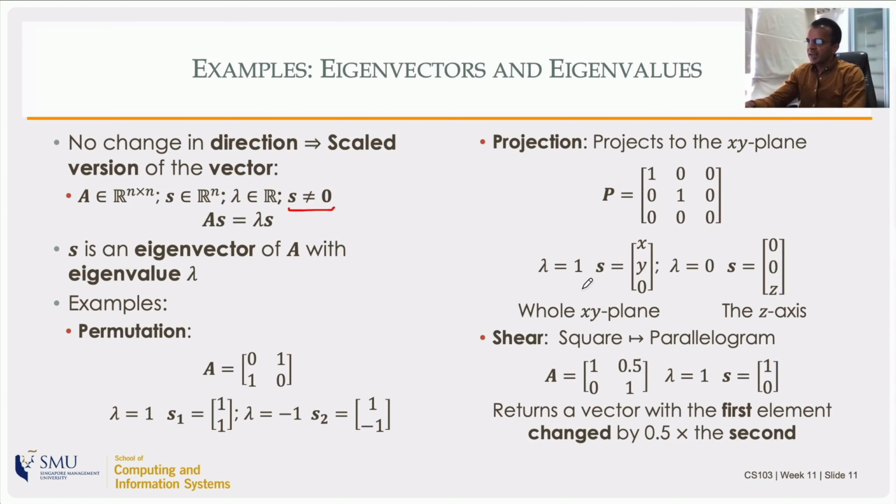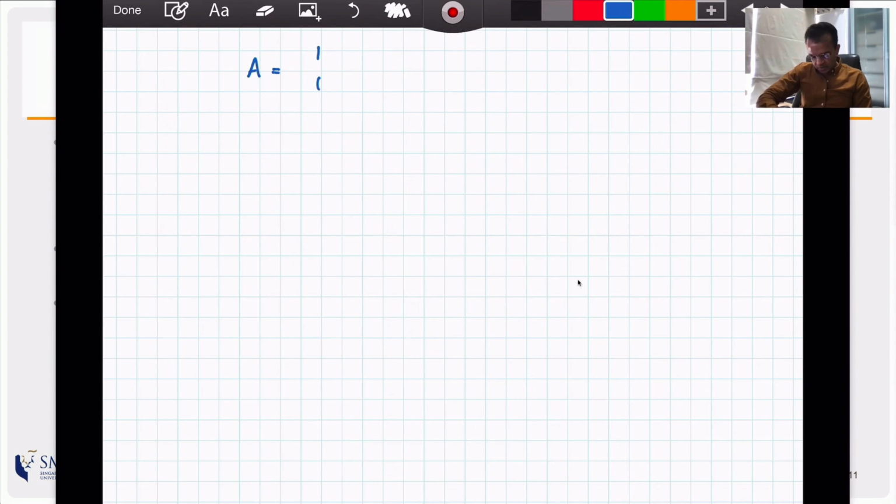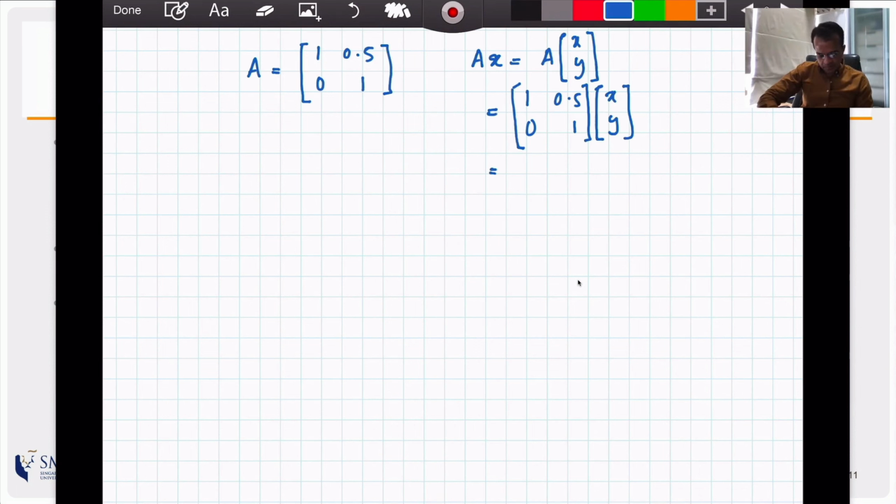Now the shear matrix, that is interesting. That takes a square and gives you a parallelogram. So an example is there, [1, 0.5; 0, 1], and let me show you what the matrix is. Well, what it does is fairly obvious. AX is a linear combination of the columns. The first one is (1, 0), that becomes (x, 0), and I'm adding to that 0.5 times y and 1 times y. So the x component will become x plus 0.5y, and the y component will become 0 plus y. So the y component stays put, and the x component changes in proportion to the y component.